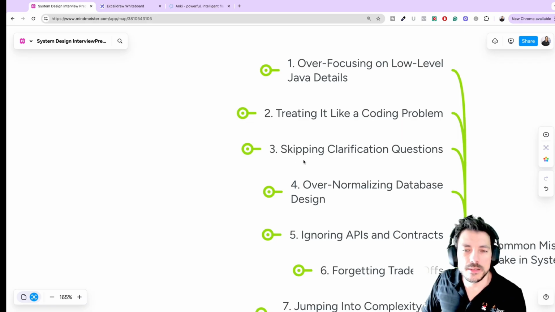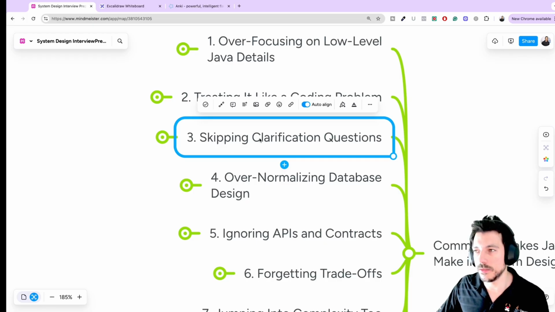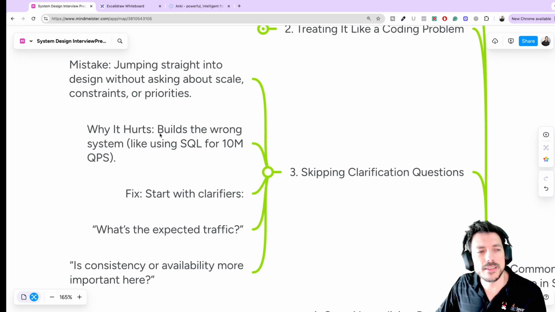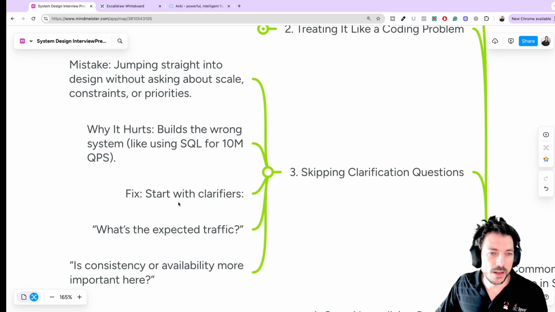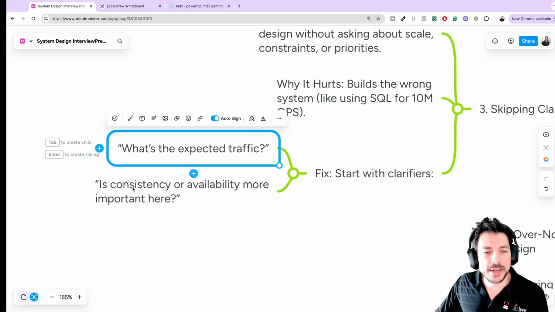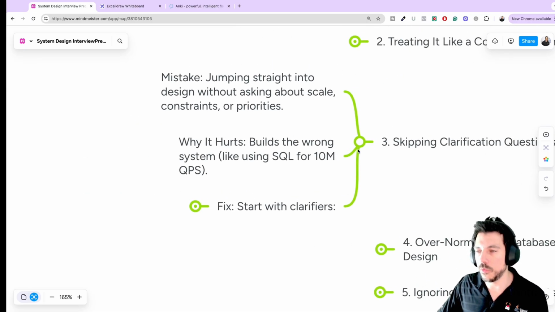And the third is skipping clarification questions. So that's a big mistake. And only this one might get you rejected right away. If you jump straight into design without asking about scale, constraints, or priorities, they might reject you right in the beginning of the interview, and that's really bad. This hurts because you might design something that is completely wrong, right? The fix is to start with clarifying questions. You can ask, what's the expected traffic, or is consistency or availability more important here? So ask those questions so that you know what to design.